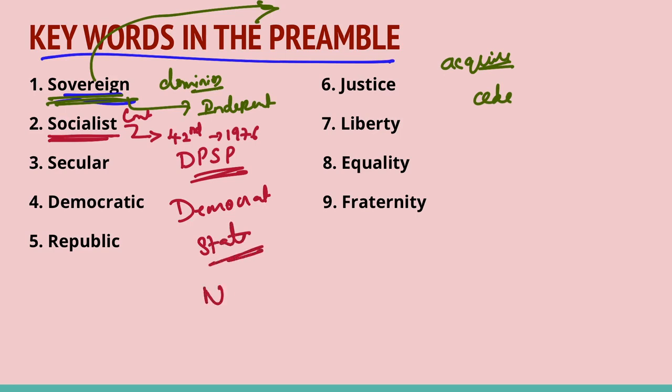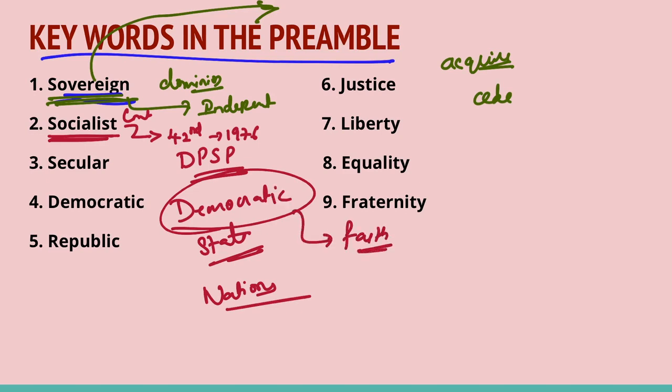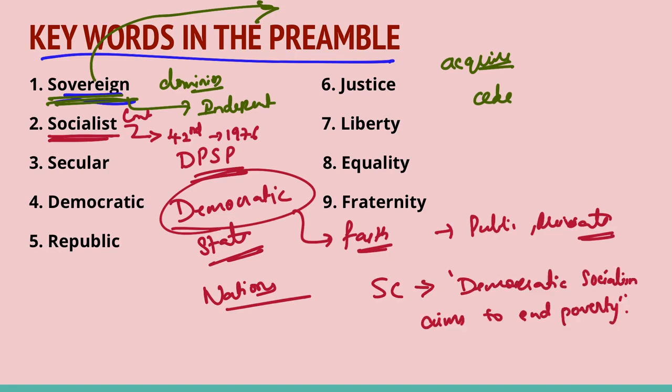This involves the nationalisation of all means of production, distribution and abolition of private property. Democratic socialism holds faith in a mixed economy where both public as well as private sectors coexist side by side. The Supreme Court says that democratic socialism aims to end poverty, ignorance, disease and inequality of opportunity. Therefore, Indian socialism is said to be a blend of Marxism and Gandhism, which is leaning heavily towards Gandhian socialism.